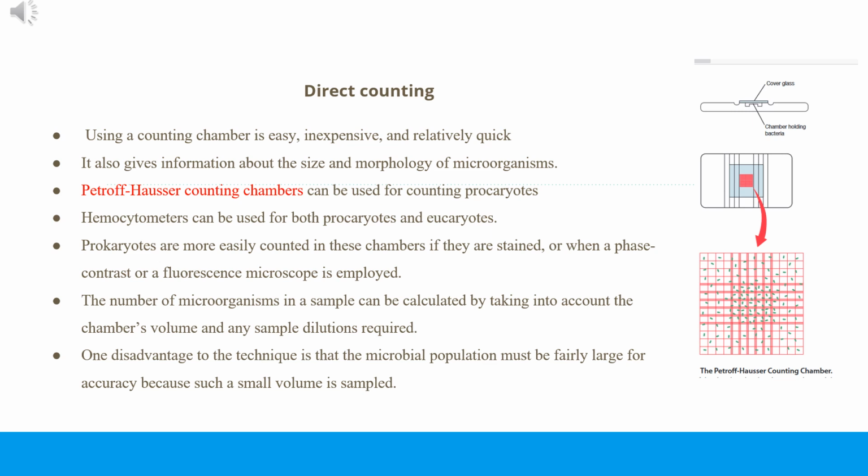The prokaryotes are more easily counted in these chambers if they are stained, or when a phase contrast or a fluorescence microscope is employed. The number of microorganisms in a sample can be calculated by taking into account the chamber's volume and any sample dilutions required. One disadvantage to the technique is that the microbial population must be fairly large for accuracy because such a small volume is sampled.